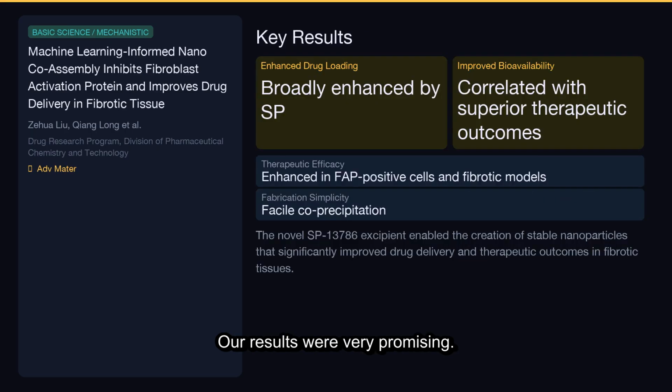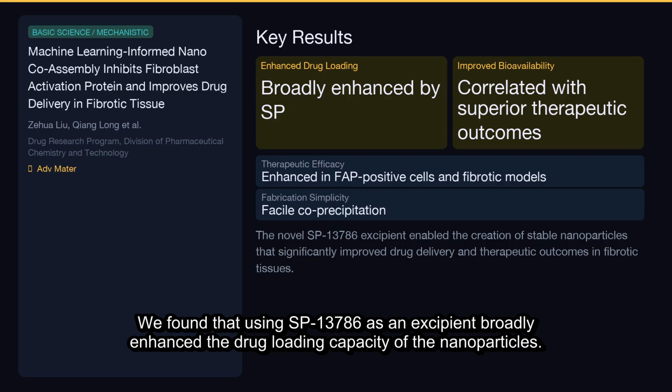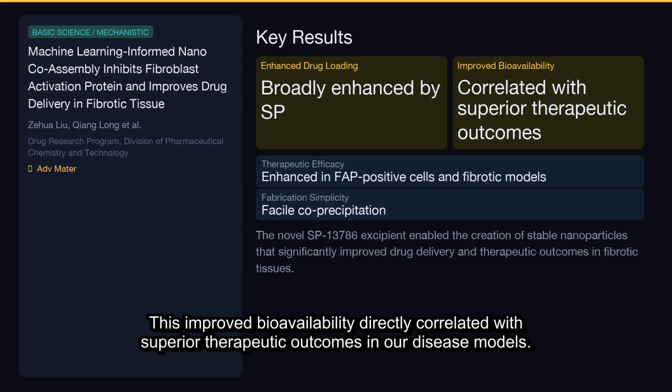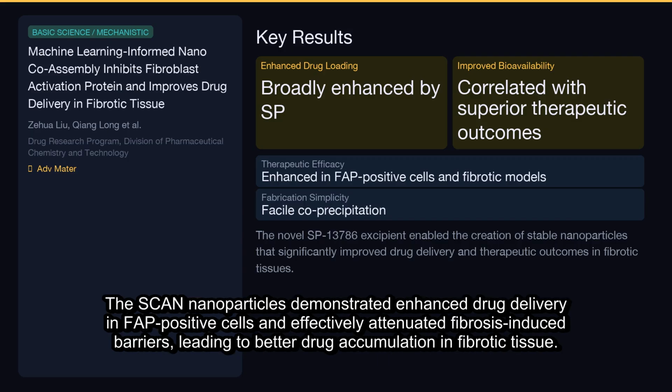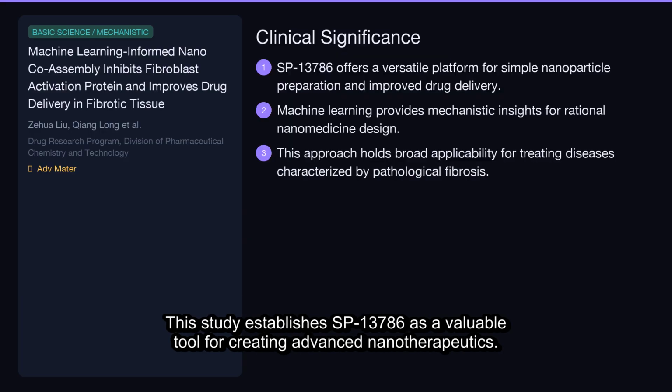Our results were very promising. We found that using SP-13786 as an excipient broadly enhanced the drug loading capacity of the nanoparticles. This improved bioavailability directly correlated with superior therapeutic outcomes in our disease models. The SCAN nanoparticles demonstrated enhanced drug delivery in FAP-positive cells and effectively attenuated fibrosis-induced barriers, leading to better drug accumulation in fibrotic tissue.